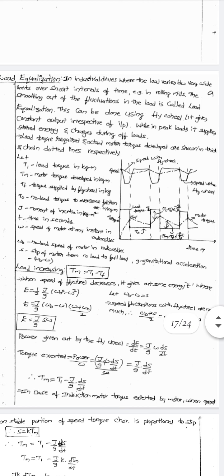Simply to define it, the smoothing out of fluctuations in the load is called load equalization. Okay, the definition is that the smoothing out of fluctuations in the load is called load equalization.